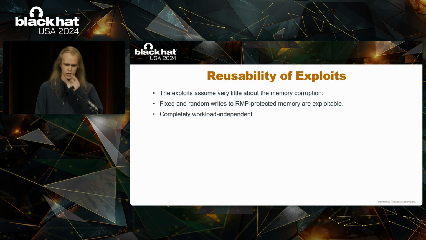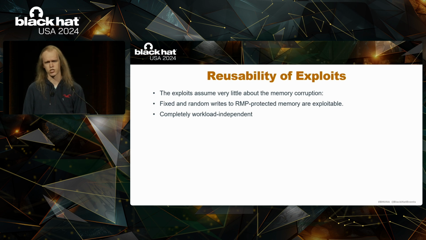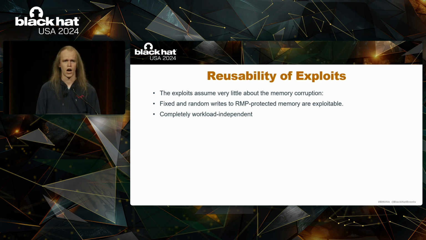OK, and so this leads me to my last point, which is that I believe that those exploit strategies that I showed you here today are actually fairly reusable. My conjecture is that if there are other memory corruption vulnerabilities that allow a hypervisor to corrupt memory that's covered by the RMP, they will be able to use either of those strategies to actually turn this into something that can be used to leak secrets from the TE.